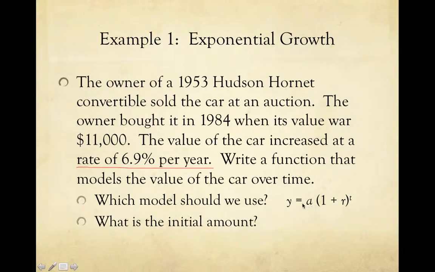Okay, so in this form we need a and we need r. So a is the initial amount. What is the initial amount in this problem? Well, the initial amount is going to be the value of the car at the beginning of this time period, and that is the $11,000 right there. So 11,000 is going to be our initial amount, and that will go in for a.